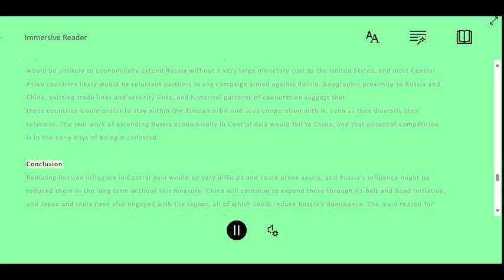Conclusion. Reducing Russian influence in Central Asia would be very difficult and could prove costly, and Russia's influence might be reduced there in the long term without this measure. China will continue to expand there through its Belt and Road Initiative, and Japan and India have also engaged with the region, all of which could reduce Russia's dominance.